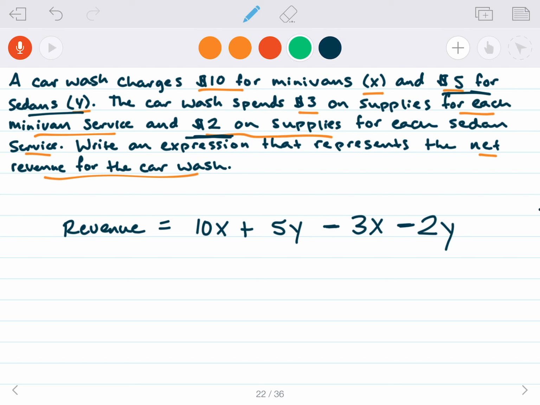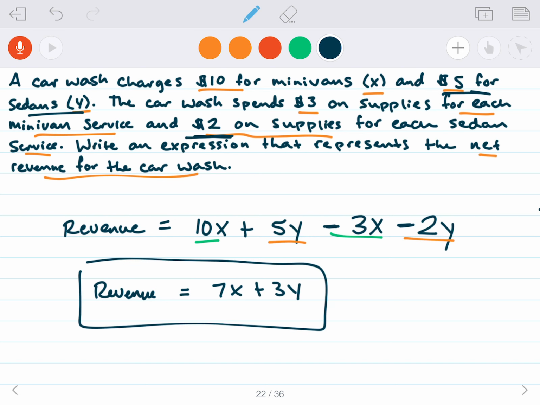And we can actually combine like terms here, condense it down a little bit. So these guys are like terms, these guys are like terms, and so our answer, our revenue, is going to be 10 minus 3, that's 7x, 5y minus 2 is 3y. So this is going to be our total revenue.